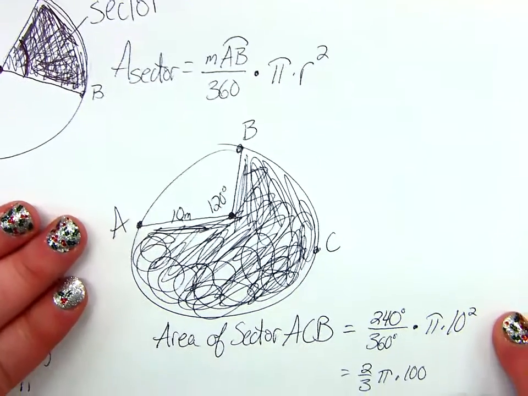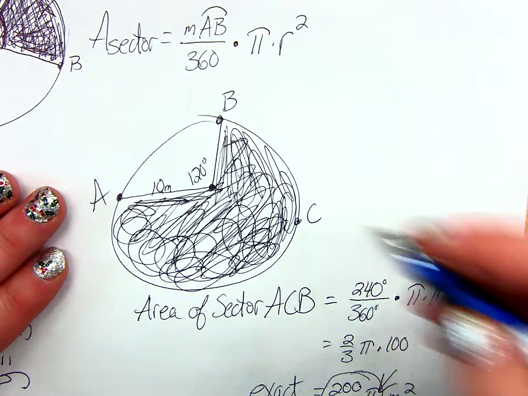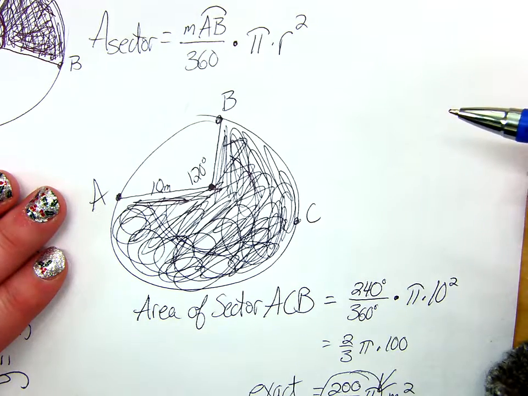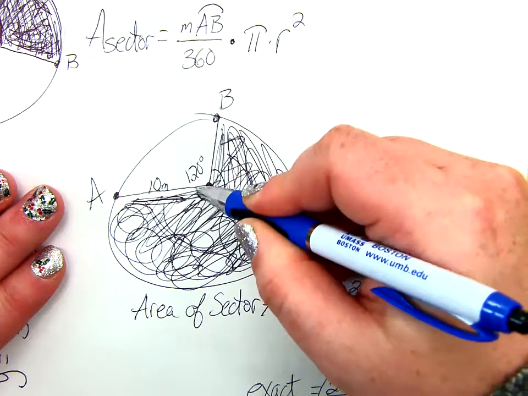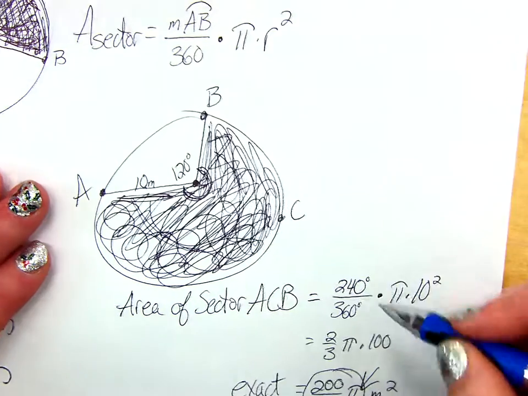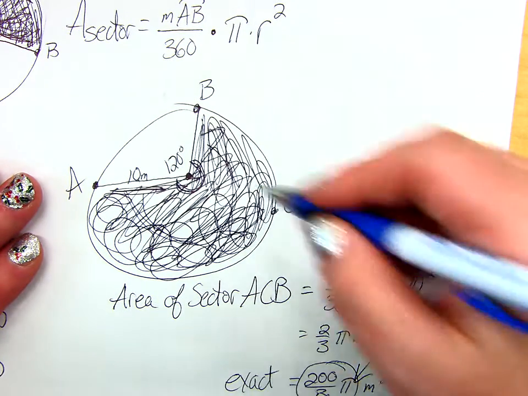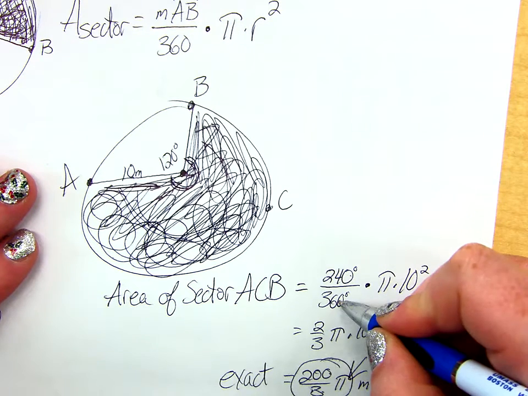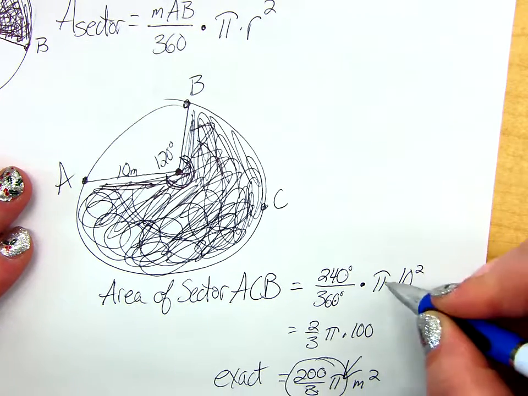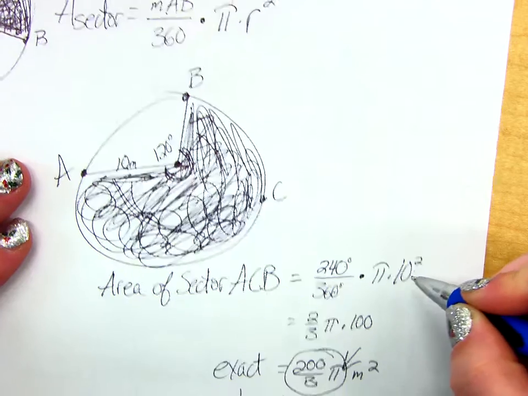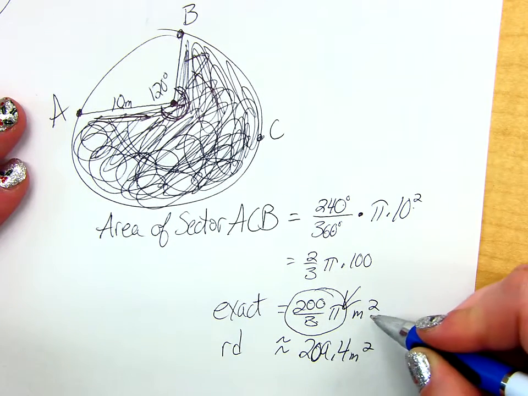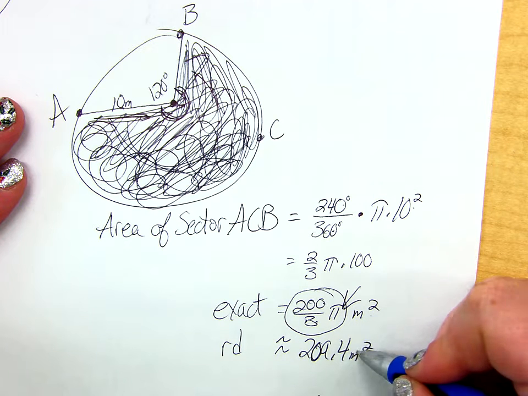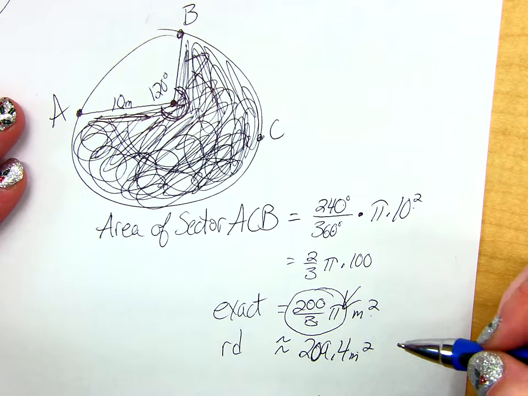I just made a really big sector. Okay, so if you want to find the area of this entire shaded region, I would want the measure of this whole arc here, which happens to be 240, right? Because remember the whole thing's 360 minus 120. So I get 240 over 360 times the area of the whole circle, pi r squared. And then we do our math. We have an exact answer, 200 over 3 pi meters squared, and then we round it to 209.4 meters squared.